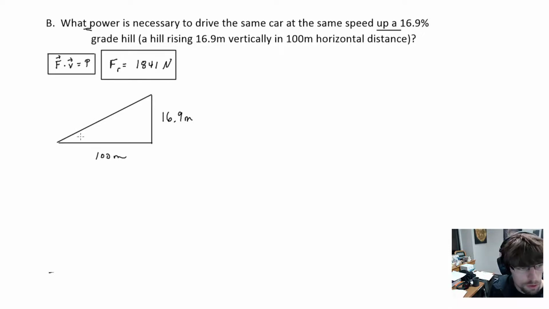You say, well, shoot. Guess that means that I can probably find the angle of that hill. Let's go ahead and do that. Let's go ahead and just find the angle of the hill real fast. Of course, you look at it, you say, I know this. This is a tangent of theta is equal to opposite over adjacent. And so I get something that says theta is equal to the inverse tangent of 16.9 over 100. Theta is equal to, I have 9.59 degrees.